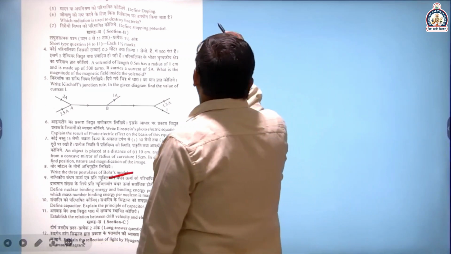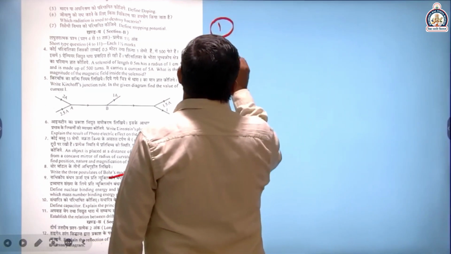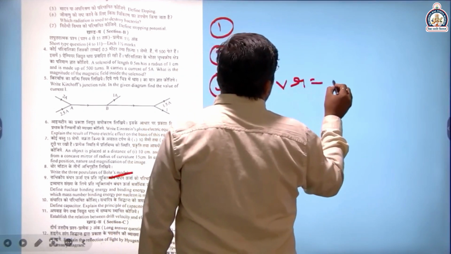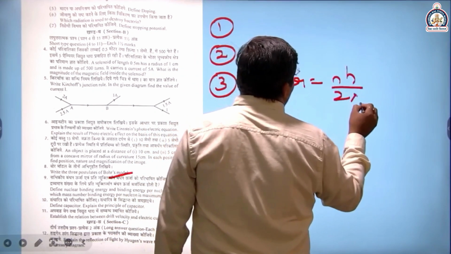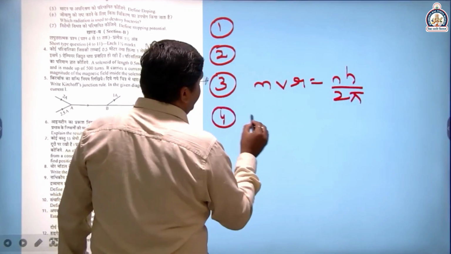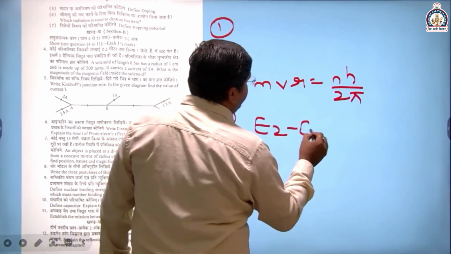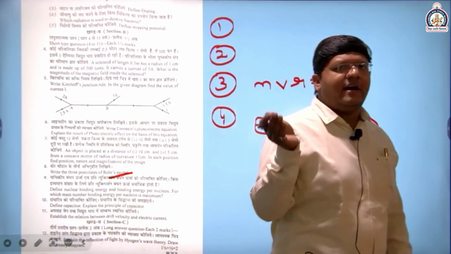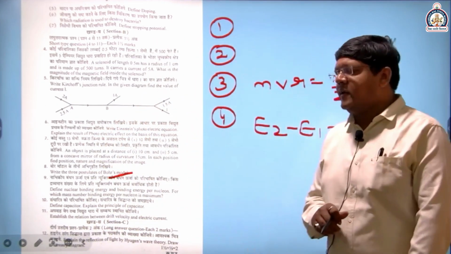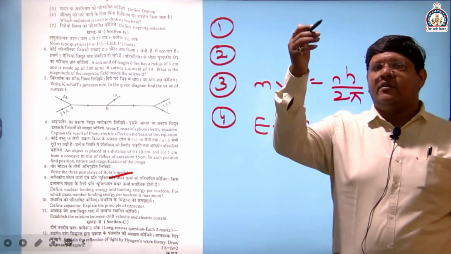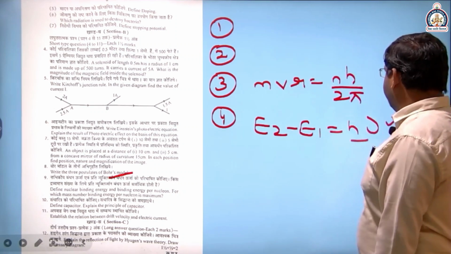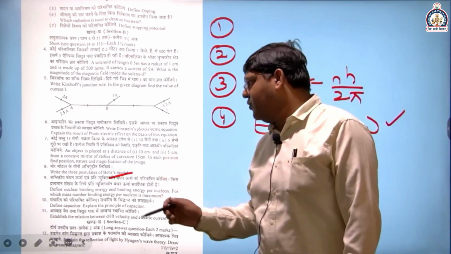So we can write, firstly, 1 and 2 are simple. Third is related to angular momentum, mvr is equal to nh upon 2 pi. This is the quantization condition. The last condition is the frequency condition, E2 minus E1 is equal to h nu, where E2 is the higher energy orbit and E1 is the lower energy orbit. Whenever an electron transits from a higher orbit to a lower orbit, it releases energy in the form of photon energy. This is the Bohr model.